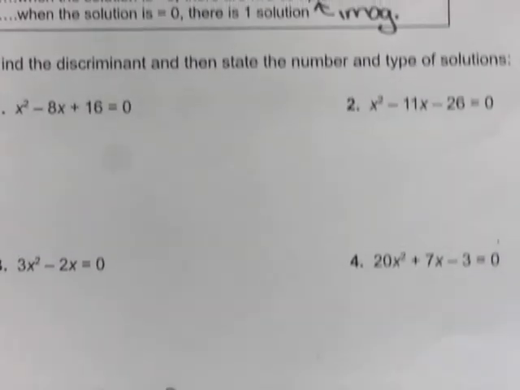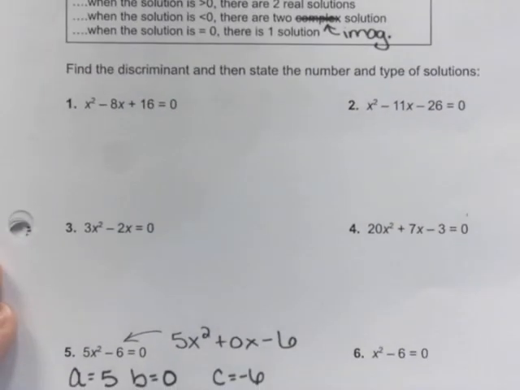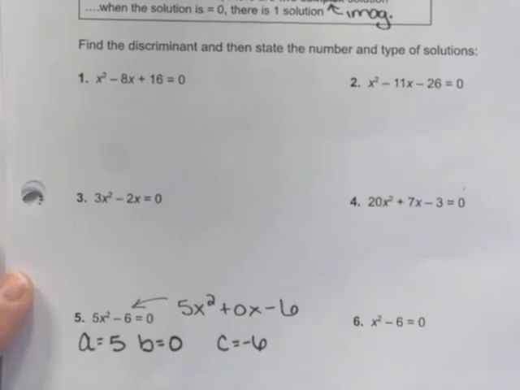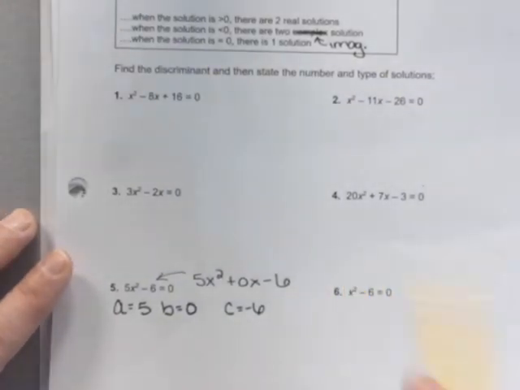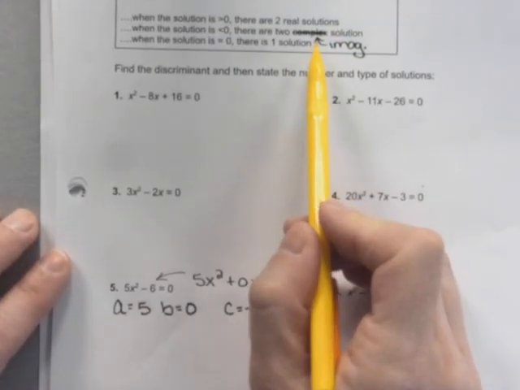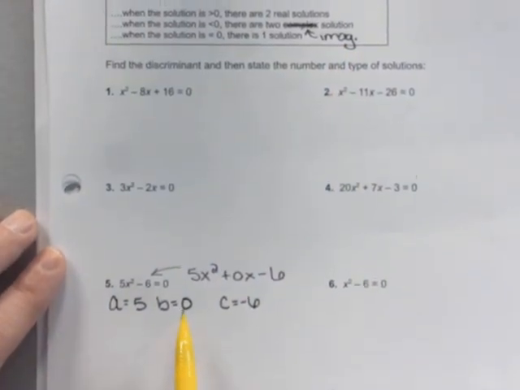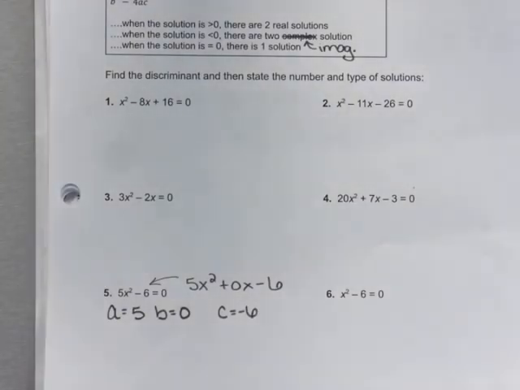Okay? So the two things, I'm going to hand this out. Hold on. So the two things that I want to make sure you see before I hand it out are that complex and imaginary mean the same thing, and if you're missing a term, that means it's going to be 0. Okay. I'm going to stop the video.